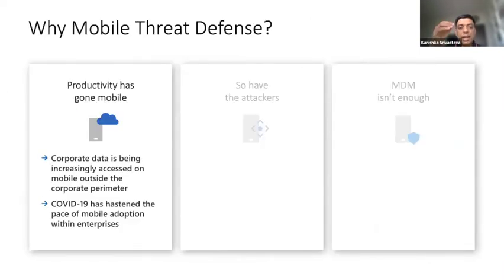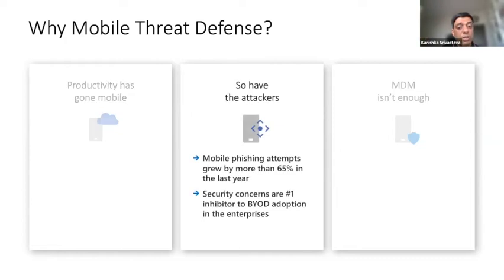So with that, let's go ahead and answer the question, why really does someone require a mobile threat defense offering? We all know that productivity has gone mobile, and corporate data is now being increasingly accessed from outside the company's perimeters and on these mobile devices. And this trend has only increased during COVID. Since our usage and access of corporate data has changed, what has also changed is the attackers' mindset, and they are some of the smartest folks around. So they go where the users are.